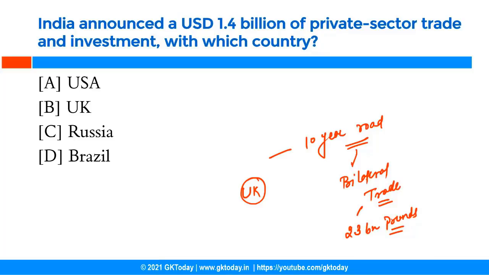And now both countries decided to make it more than double by 2030. So the target is to make the bilateral trade between India and UK double by 2030. Apart from that, India and UK announced 1 billion pounds or 1.4 billion USD of private sector trade and investment.